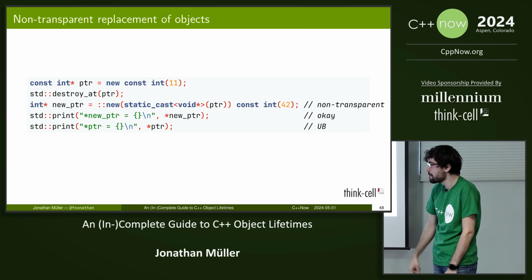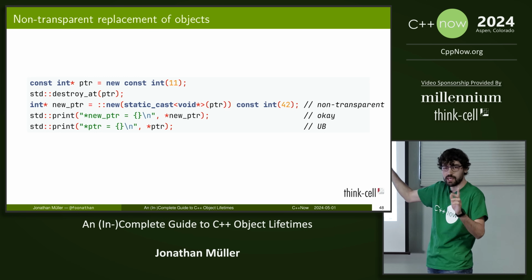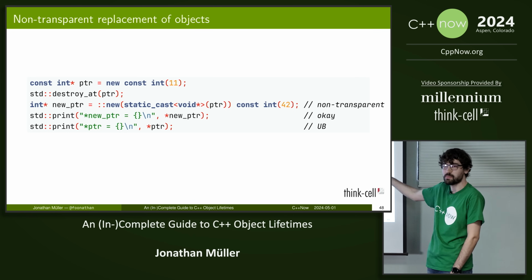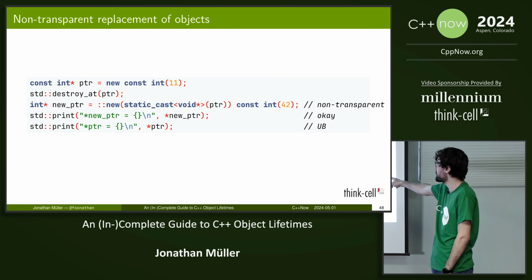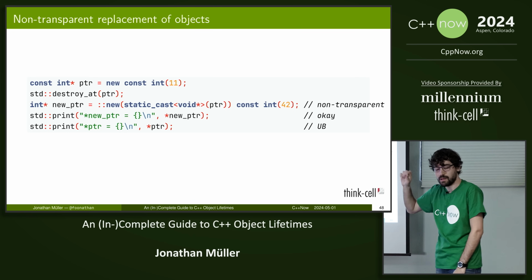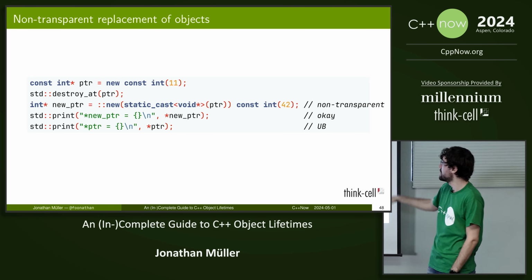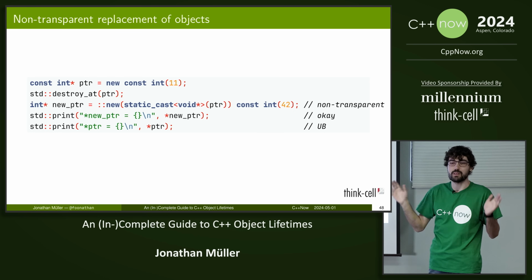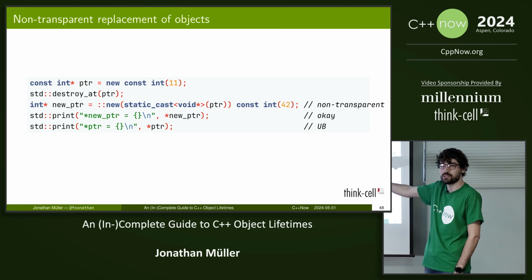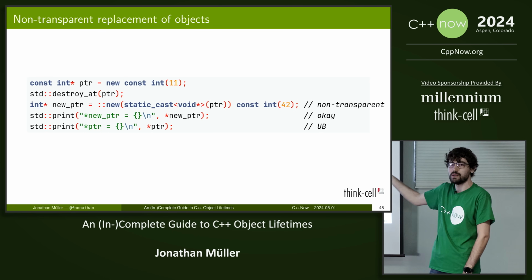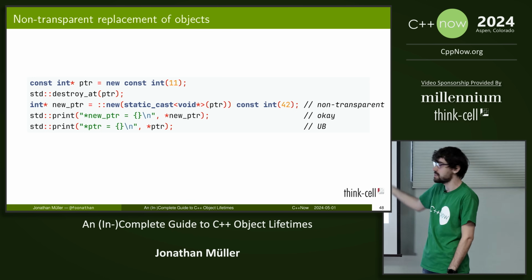So we've got our const int. Remember, on the heap we can replace it, but this is non-transparent because it's a const object. So this is UB, right? Because the compiler assumed that pointer points to a const int, so this will never change. Then we change it, which is fine because const on the heap doesn't matter, but the compiler still assumes that pointer, like star pointer, hasn't changed, so it's allowed to print 11 instead of 42.